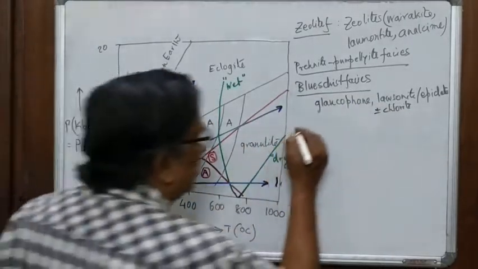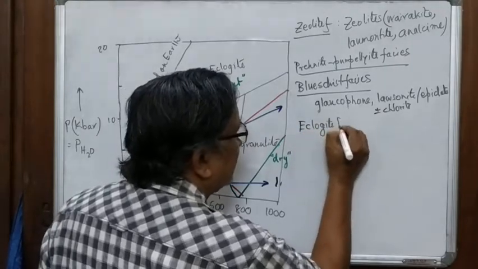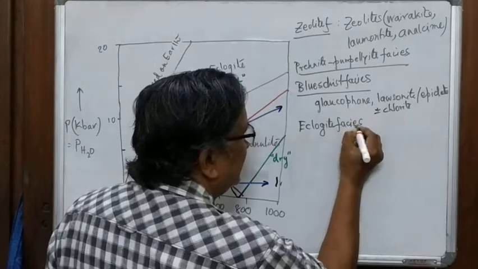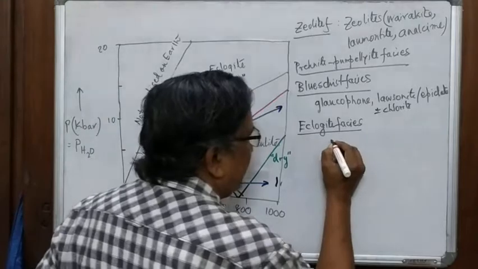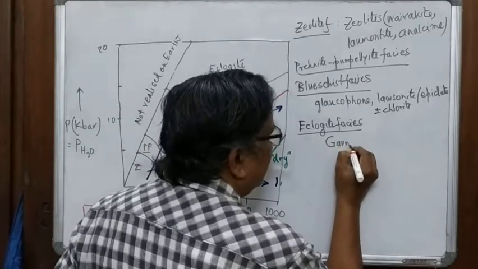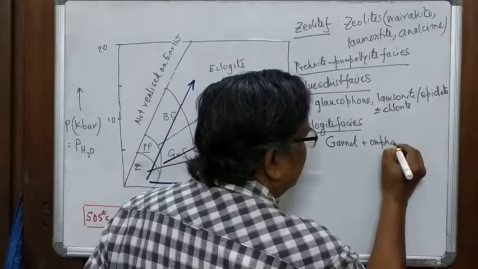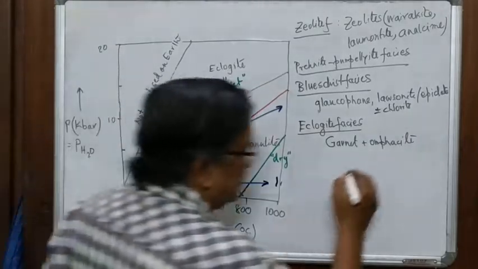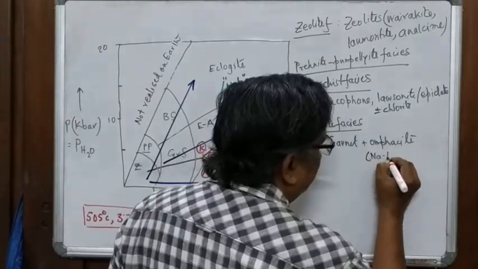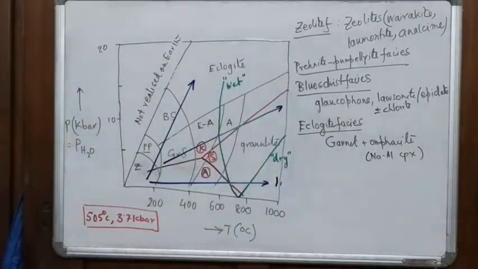And then you have the eclogite phases. And many of you will be very excited because this is where you find garnet and another mineral by the name omphacite. And this omphacite is nothing but sodium aluminium pyroxene. So this is a garnet omphacite rock which forms the eclogite phases.